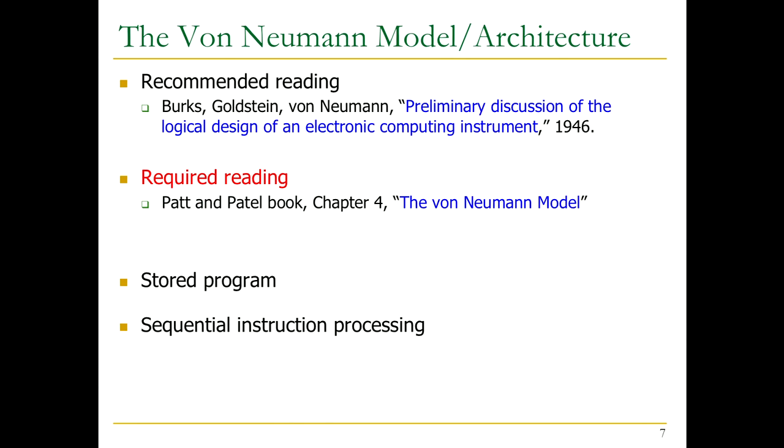Okay? Okay, so if you want to know more, you should read this seminal paper by von Neumann, Burks, and Goldstine from 1946. It's a long paper. It's like 52 pages, I think, if I remember correctly. And it's typed in a terrible font. But that's okay. You don't need to read it. I think I will require this one instead, the von Neumann model from chapter 4, Patt and Patel, which beautifully describes the von Neumann model. Okay, keep in mind, stored program, sequential instruction processing.